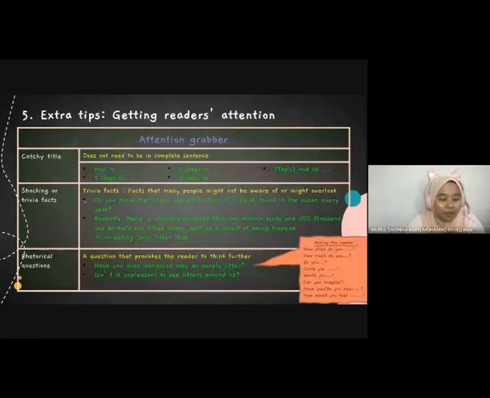Okay. Next is rhetorical question. Rhetorical question is a question that provokes the reader to think further. Macam tadi, isn't this bad? Isn't that bad? So that is rhetorical question. Okay. So this is how you engage your reader. Okay.